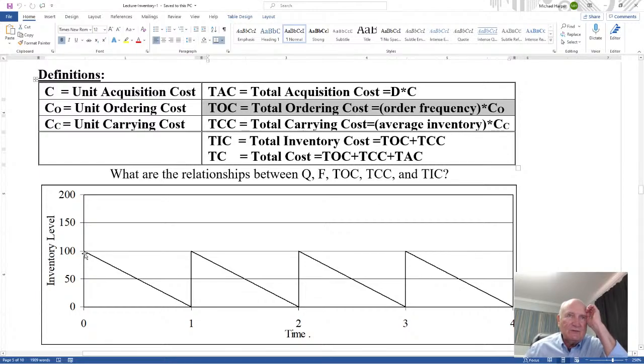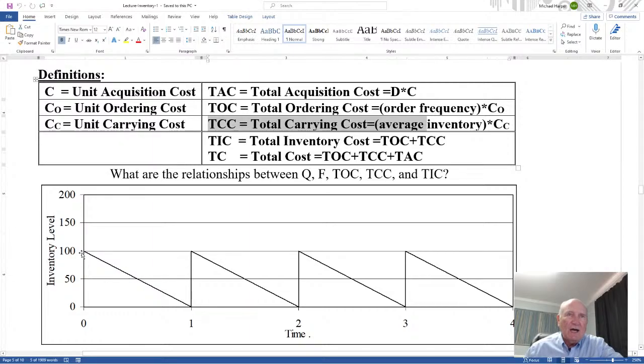But my maximum inventory is 100, my minimum inventory is 0, my average inventory is 50. So if I take that 50, my average inventory, times my unit carrying cost for the year, I'll get my total carrying cost. So for this problem, I'll have an ordering cost and a carrying cost. I have those two costs.